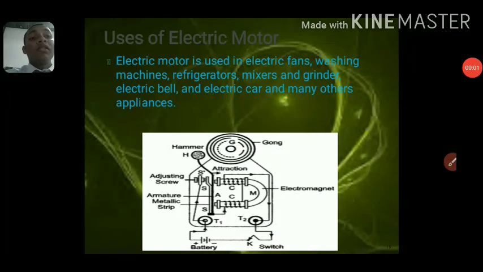So at last, the uses of electric motors are as follows. An electric motor is used in electric fans, washing machines, refrigerators, mixers and grinders, electric bells and many more other appliances.